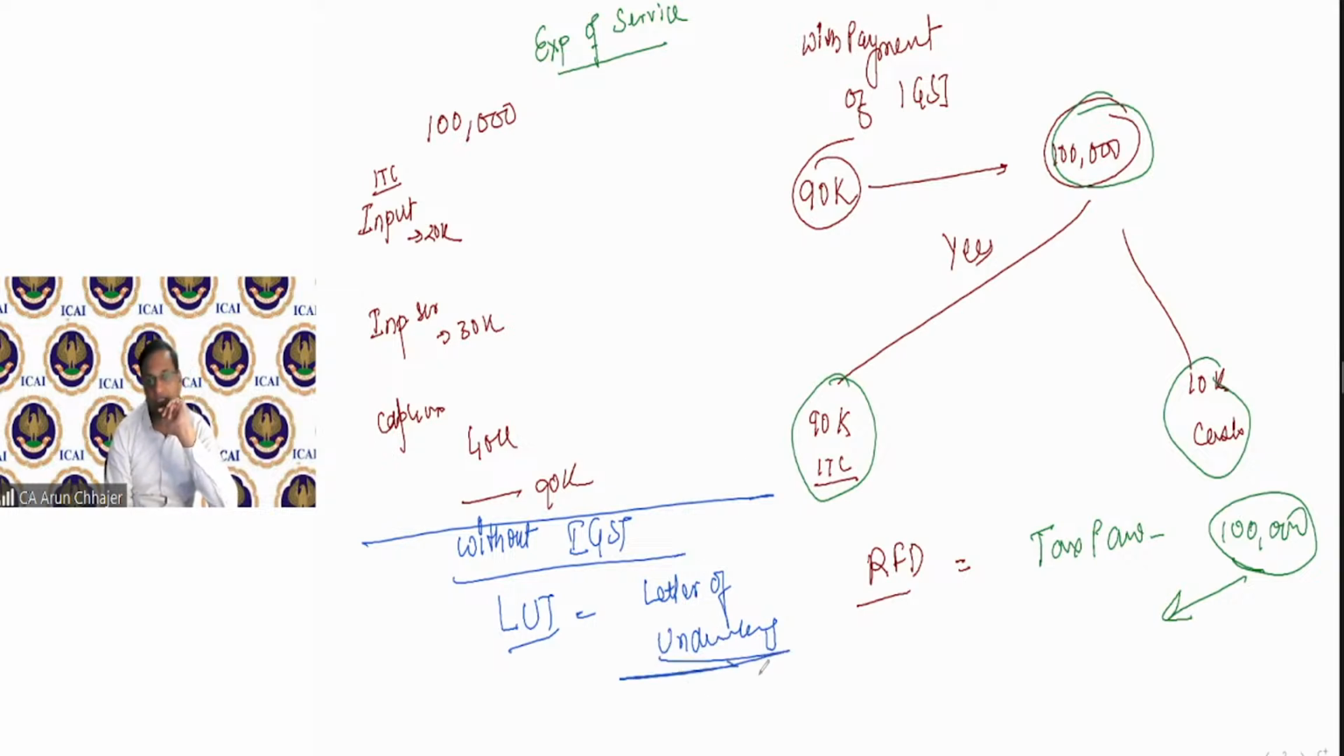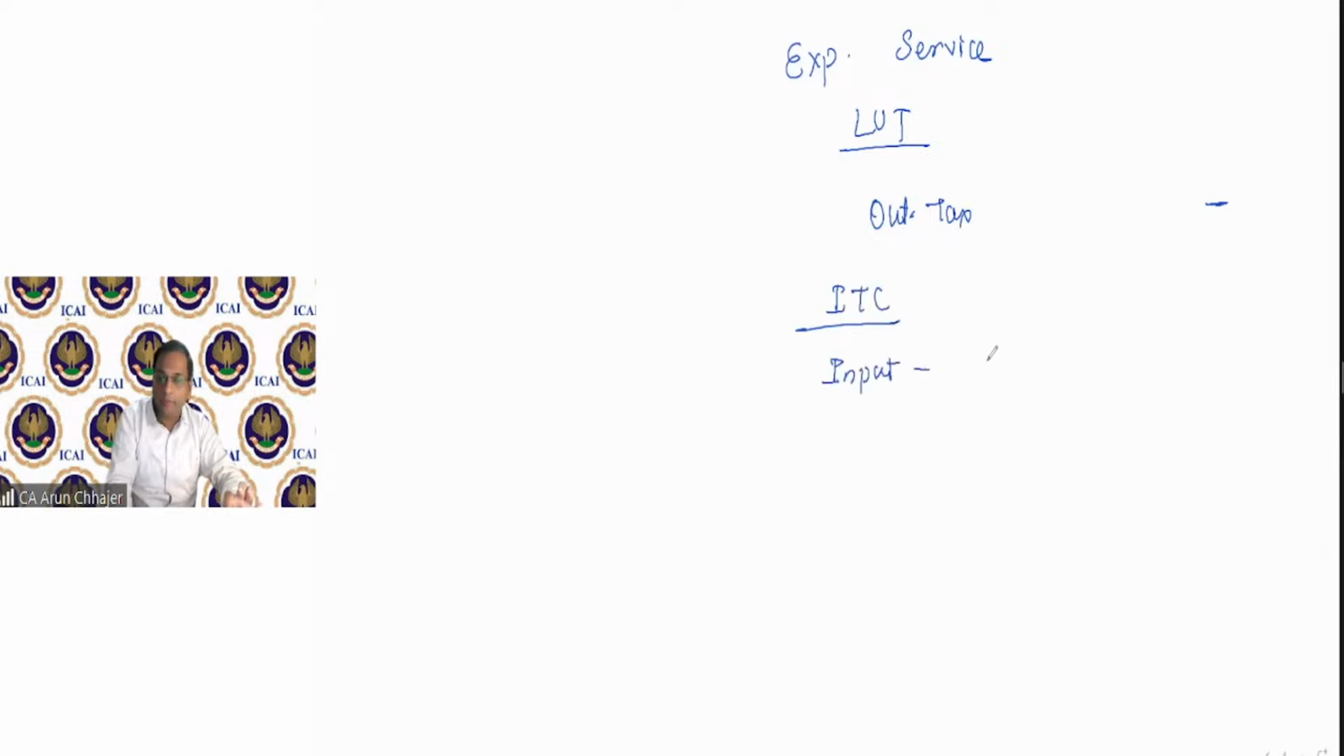Okay. RFD 11. Now, in this case, if I have furnished the LUT, I am not required to pay any taxes. So, I am exporting the services under LUT. Then I am not required to pay the outward tax liability. Could be zero. I have the ITC of input 20,000, input service 30,000, capital goods 40,000, total 90,000.